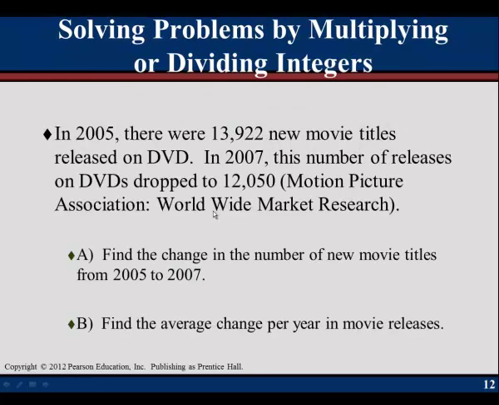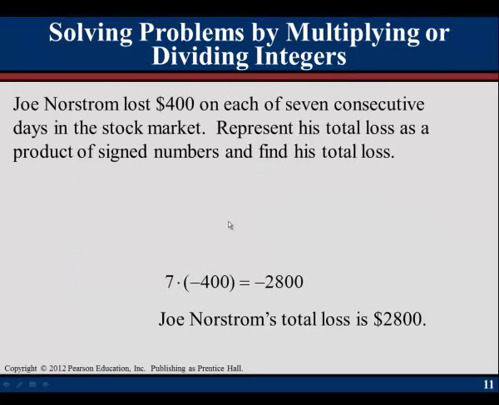Okay. Now, you didn't say Joe's loss was a negative? Yeah, because it says loss. The word loss identifies the negative. Okay. Yeah. So if I hadn't put that negative in front of that 28, I'd have missed that question. Now, 7 times negative 400 is going to be negative 2,800.